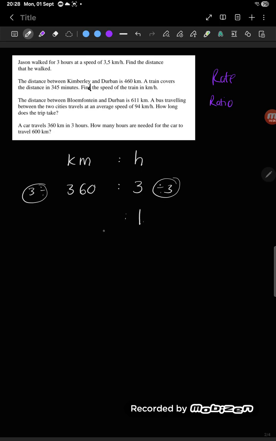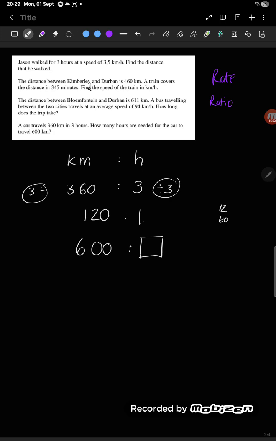And I've got a 1 here. 360 divided by 3 is 120. So 120 kilometers per hour. That's the rate at which I'm traveling. That's the rate. That's the kilometers per hour, which is pretty awesome. So how many hours are needed for the car to travel 600 kilometers? Well, kilometers, I've got 600, and I've got a mysterious number. How do I find that mysterious number? Well, 12 times what is 60?